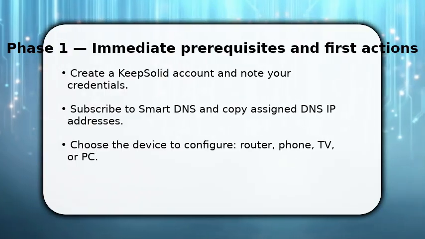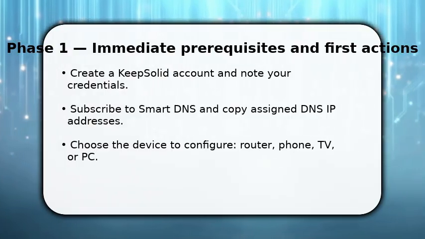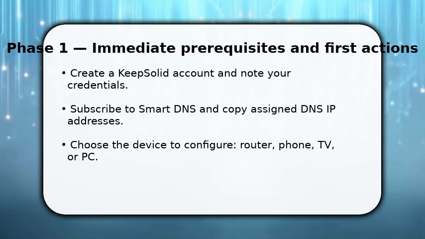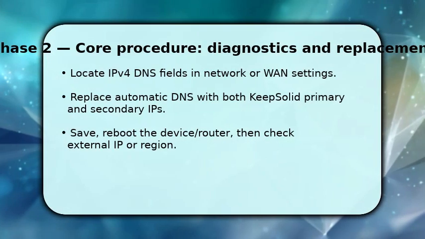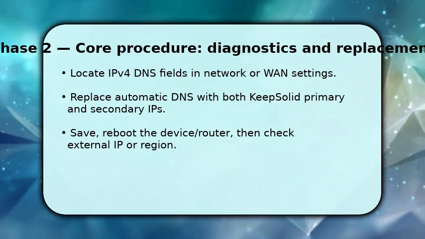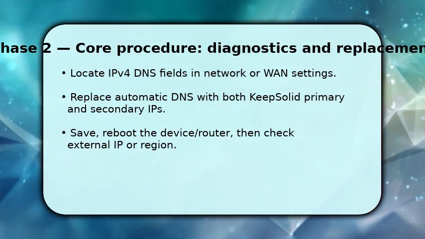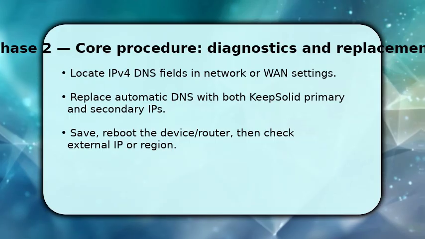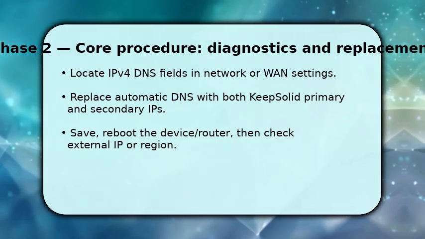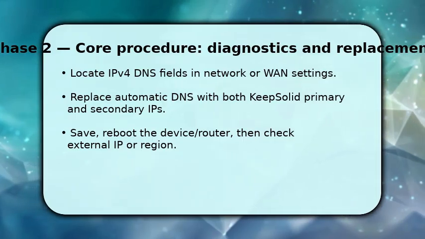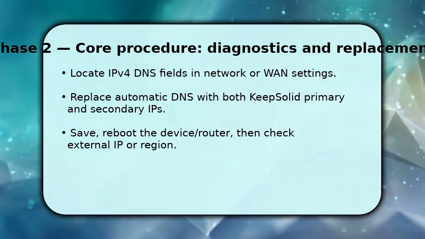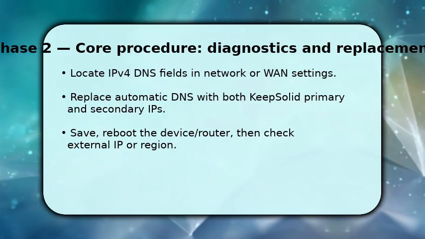Make sure you keep your account credentials handy and disable any conflicting VPN while you change DNS, so the new settings apply cleanly. Once done, change the DNS entries. Find the IP4 DNS fields in your router or device network settings and enter the Keepsolid primary and secondary addresses exactly. Make sure to switch from automatic or ISP DNS to manual entries, otherwise the override will not stick.